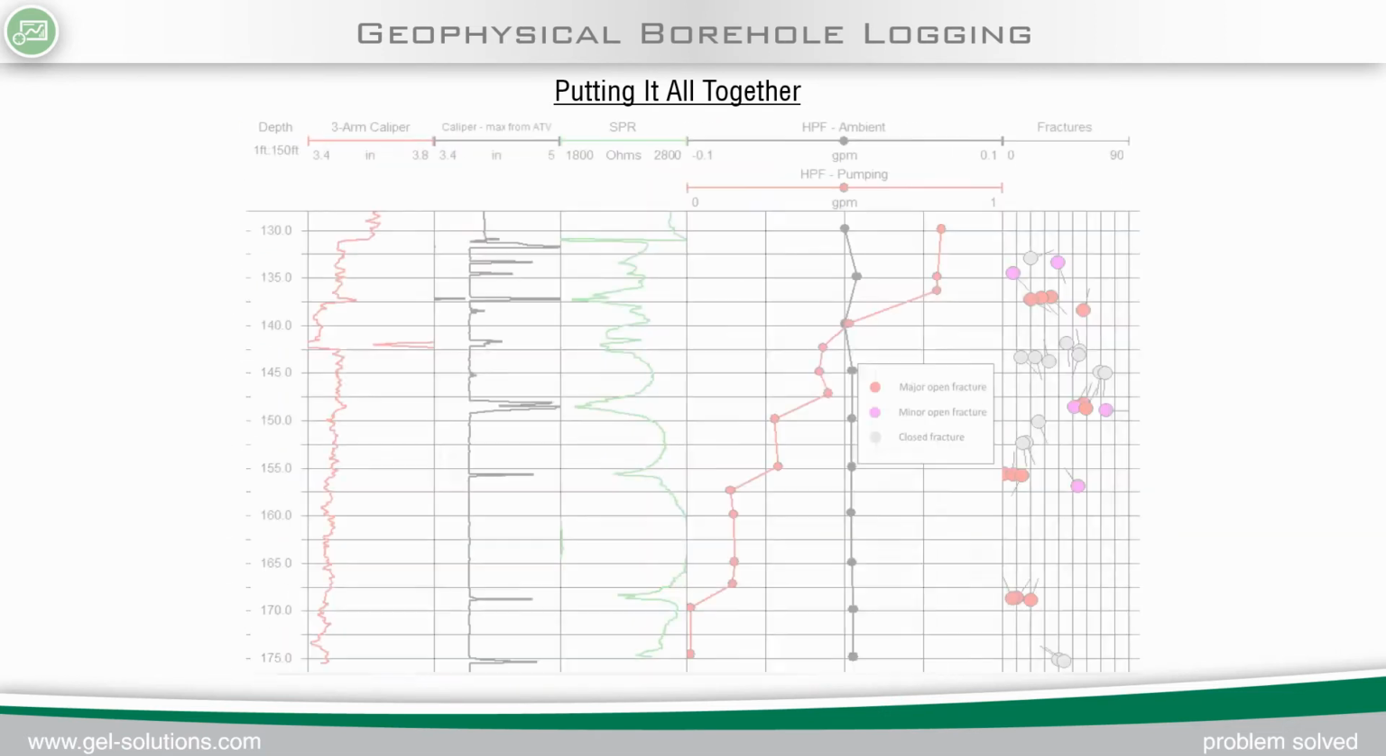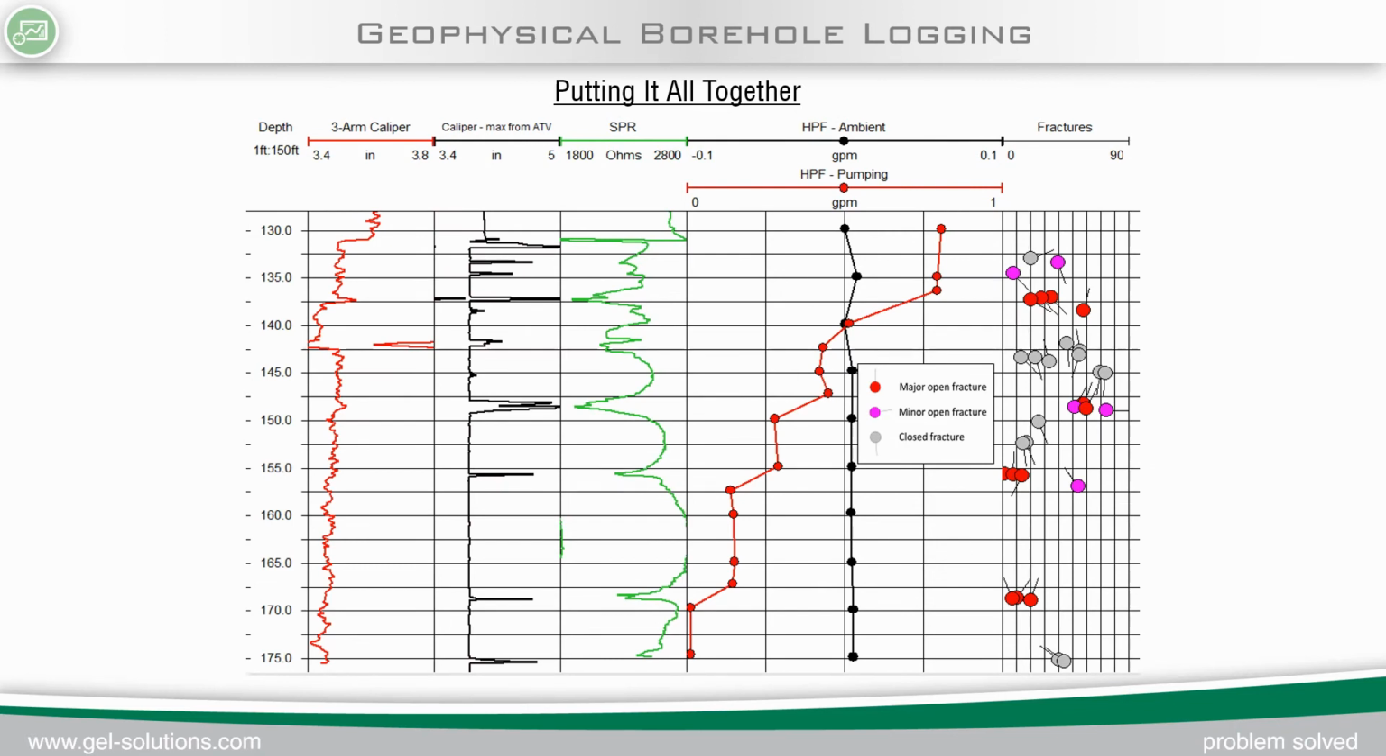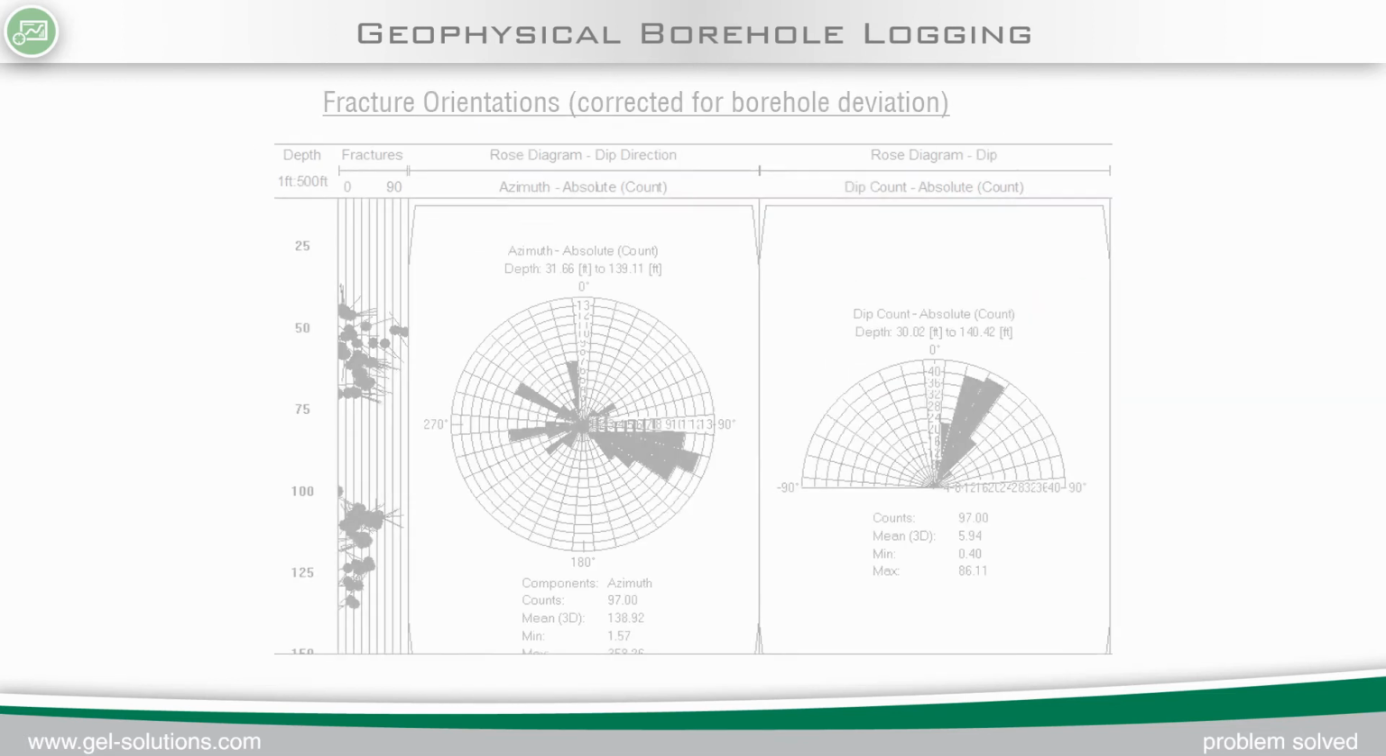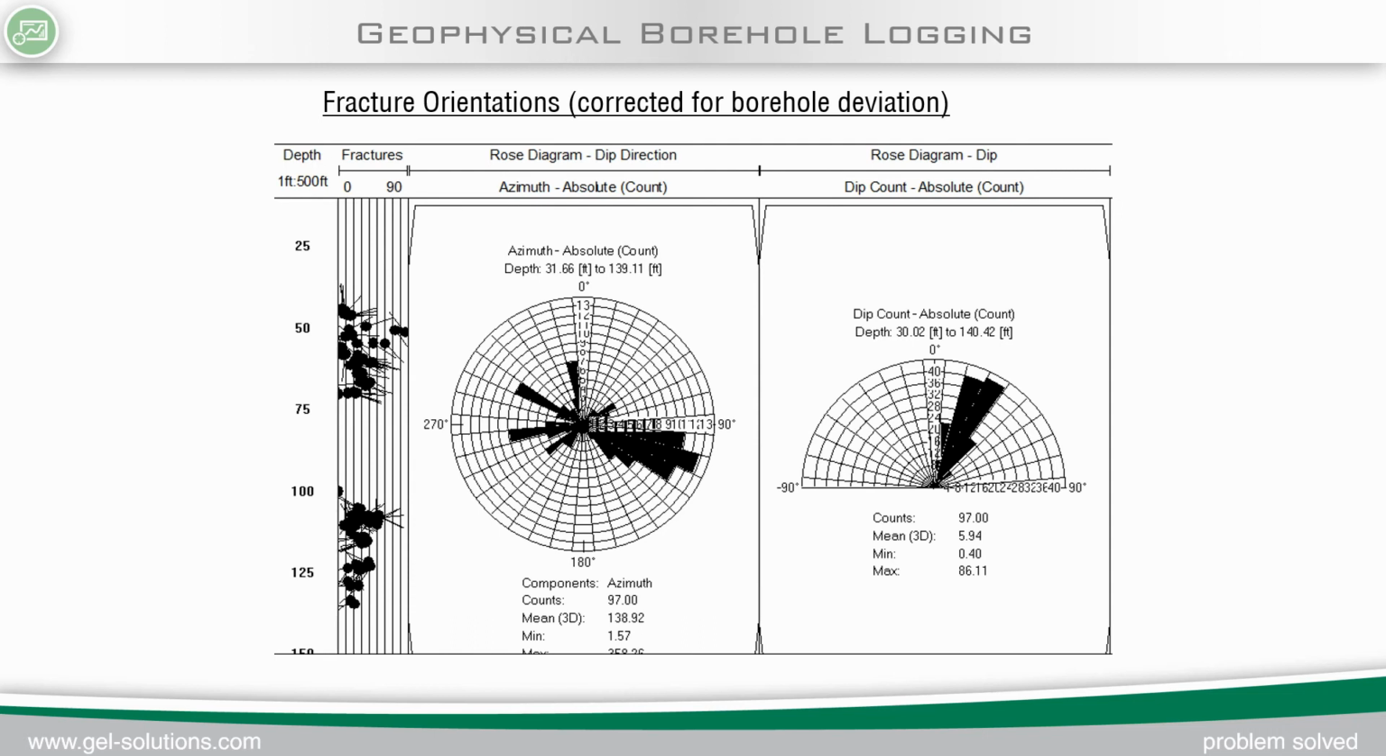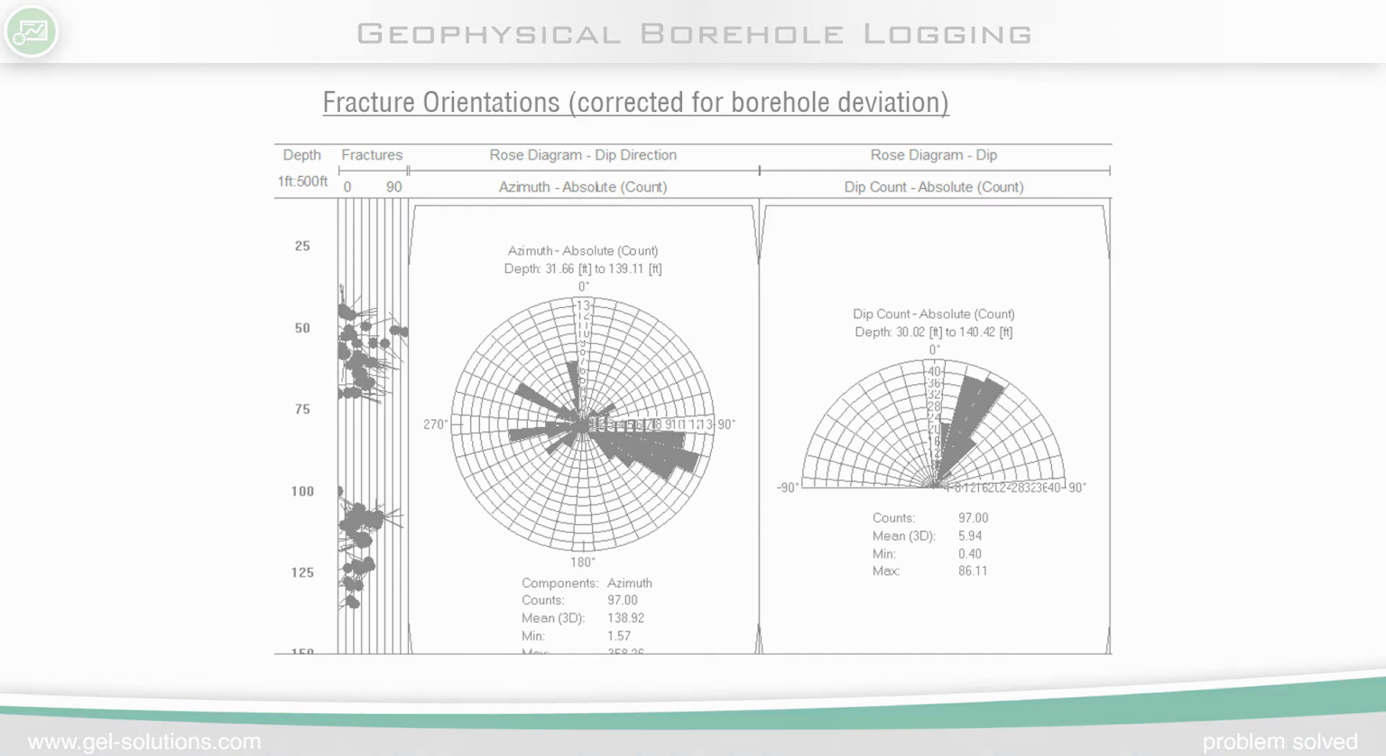The data from the 3-arm caliper, the acoustic televiewer digital caliper, single point resistance, and the HPF data under ambient and pumping conditions can also be shown alongside the televiewer data. This aids in determining more information about fractures, along with which ones are water producing. Fractures and their orientations can then be shown in Rose diagrams to determine trends in the rock. Dip direction and dip angles can be shown in the Rose diagrams as well.